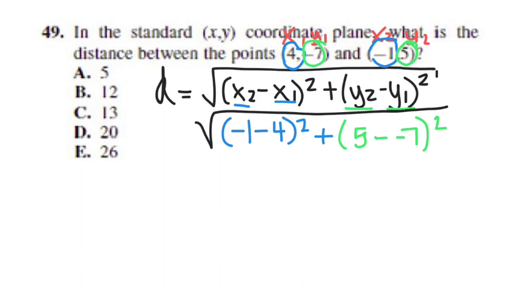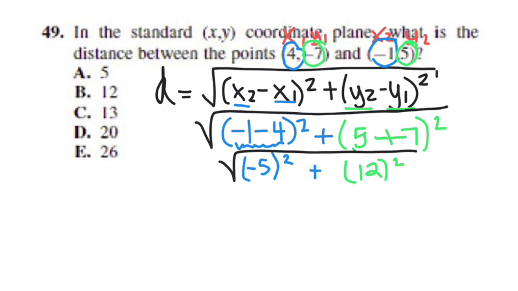Then go through in PEMDAS. PEMDAS tells you to start inside the parentheses, so -1 minus 4 is -5, and that'll be squared, plus 5 minus -7. Two negatives really make a plus, so that'll be 5 plus 7, which is really 12. Okay, and that's all in the square root.